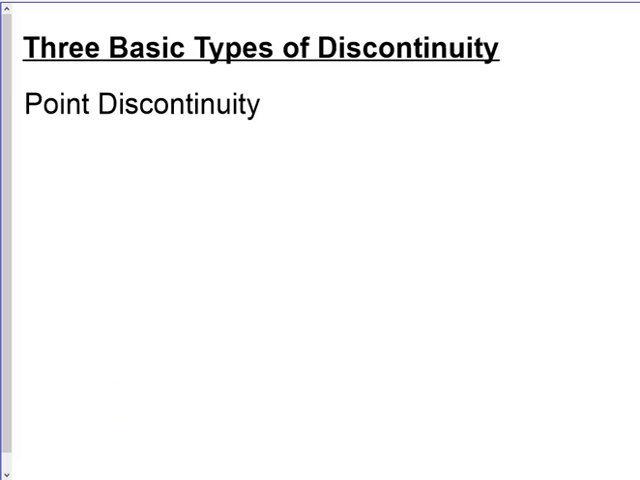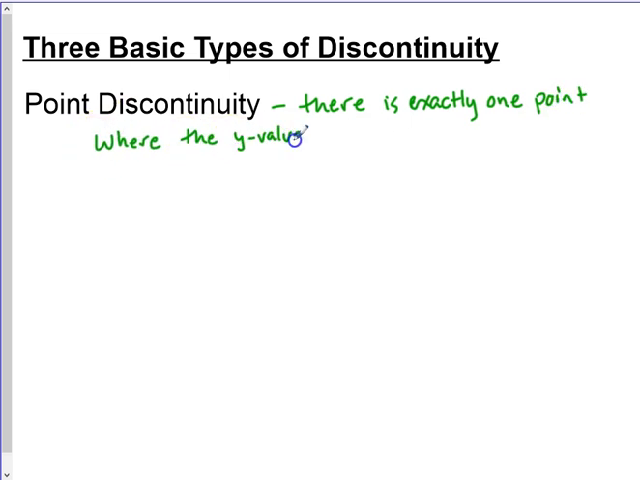In this recording, we're going to define three basic types of discontinuity. First is point discontinuity. And so that would be where there's exactly one point where the y value is undefined. You might say, how can that be? How can there just be one point?